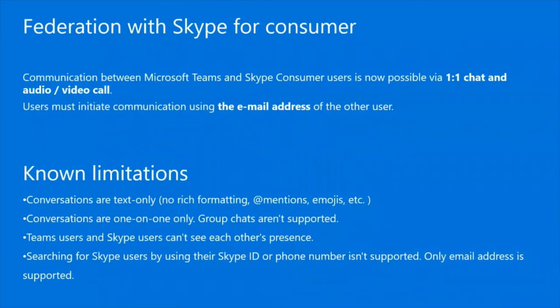If you wish to communicate with Skype consumer users, you need to enable this in Teams Admin Center first. If you remember the picture I showed you while talking about external access, there were two options: one to enable federation with Skype for Business and Teams users, and one for Skype consumer users. So if you wish to enable this, you need to enable it in Teams Admin Center first, and then use the email address of the Skype user to search on Teams. So you have to use the email address of the Skype consumer users.